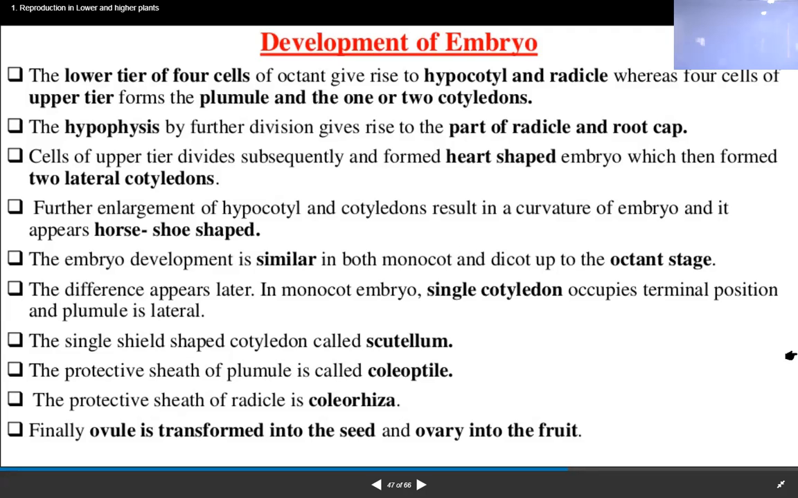In this way also, if you study about development of embryo, you will come to know कि कौन सा part किसमें develop होता है. Like this, जैसे plumule मैंने बोला, तो plumule का protective sheath को बोला जाता है coleoptile. So in this way, plumule develops into shoot and radicle develops into root. So overall उन्होंने बोला है.